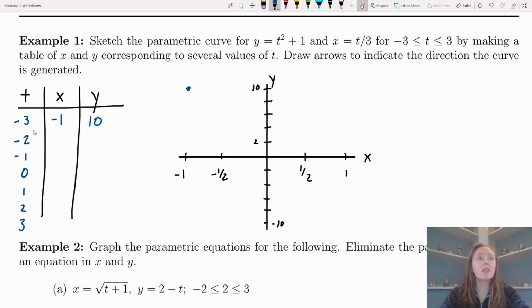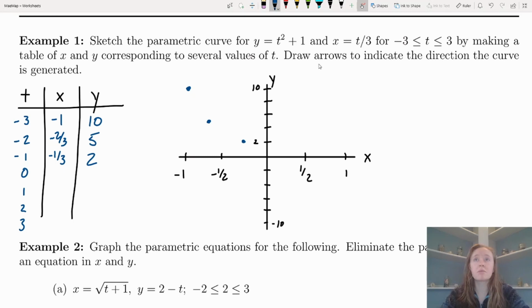Now let's plug in negative 2 for t. Plugging in negative 2 for t, we'll get negative 2/3 for x, and for y, negative 2 squared is a positive 4 plus 1, which is 5. So graphing that, negative 2/3 falls about here, and then 5 will fall roughly here. Next, plugging in negative 1, that's negative 1/3, and negative 1 squared is 1, plus 1 is a positive 2. So when I'm at negative 1/3, I'm at 2.